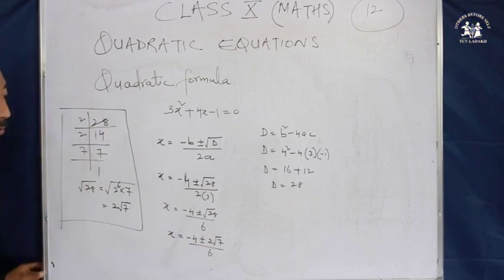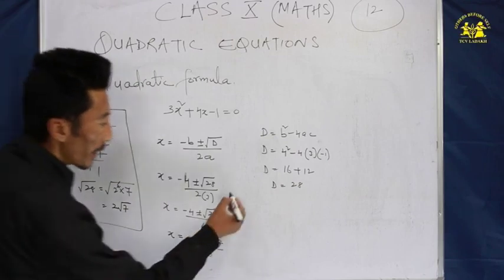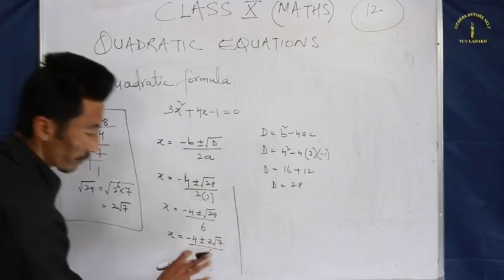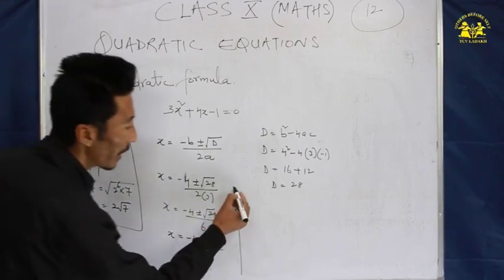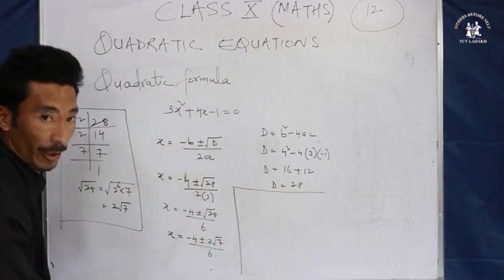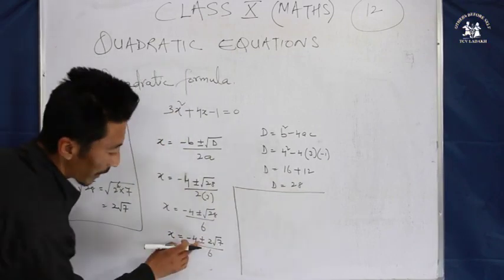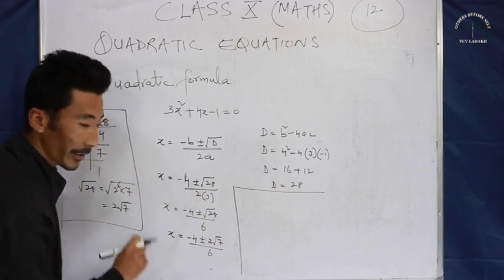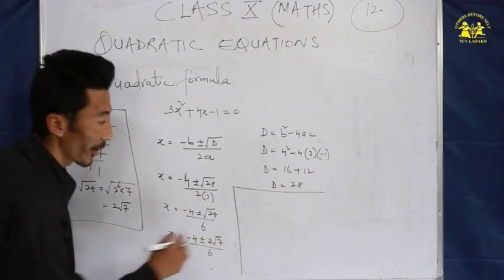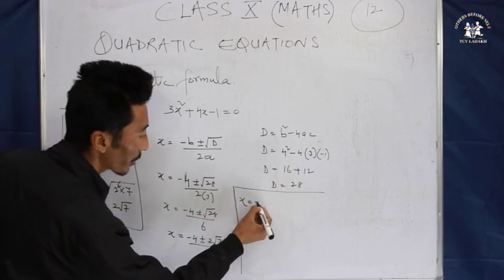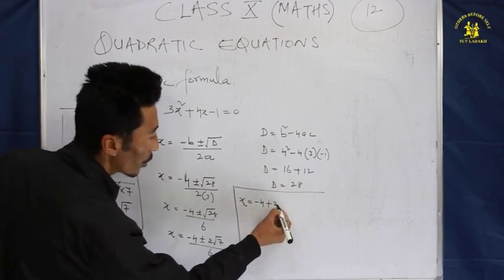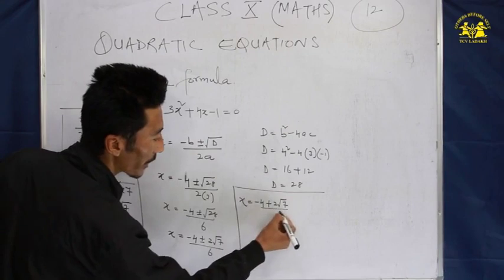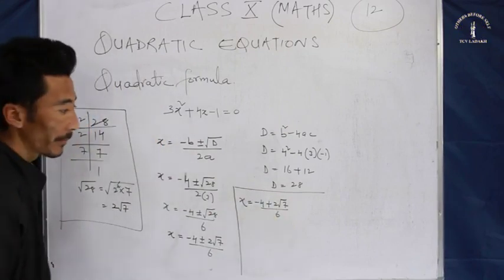Simplify root 28 as the plus and minus give two x values: one with plus and one with minus. So x equals to minus 4 plus 2 root 7 divided by 6.